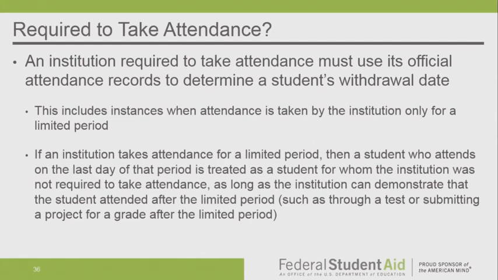Now, if you are required to take attendance, you have to use the official attendance records to determine the student's withdrawal date, and you're going to have the record there, simply looking it up. And this also includes those situations that I mentioned a while ago where you have a limited period of time when you're taking attendance. If a student withdraws during that limited period of time, you're at that point in time considered an institution that is required to take attendance. You would have the attendance records, and you would use those records to determine the student's withdrawal date or last date of attendance.